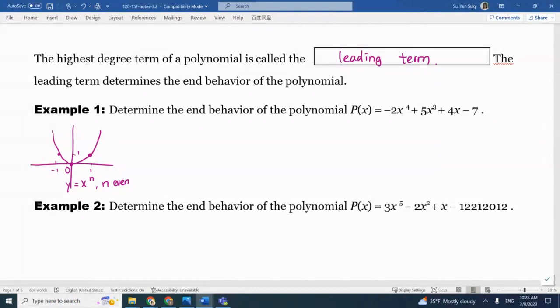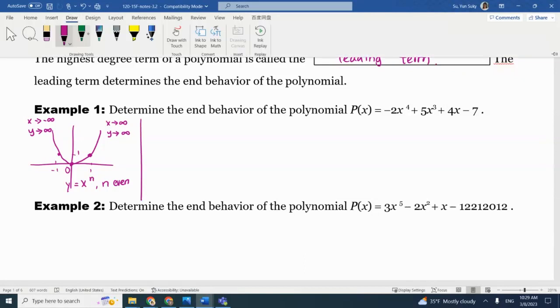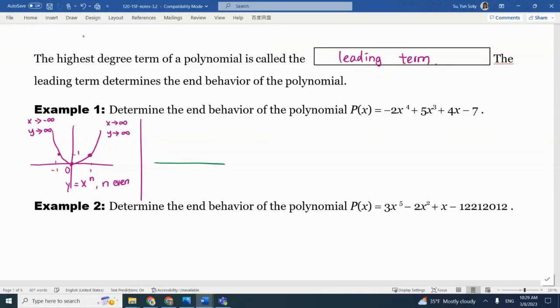Now, you can see when x goes to infinity, what do you say the y does? Up or down? Up. So y goes to infinity. How about when x goes to minus infinity? It goes to infinity as well. Yes, everybody? Okay.